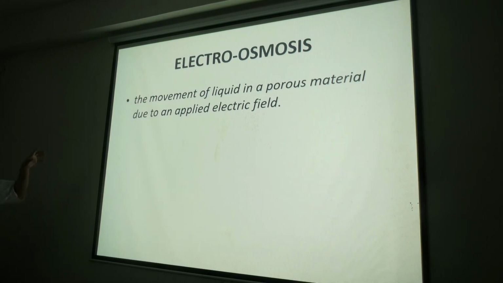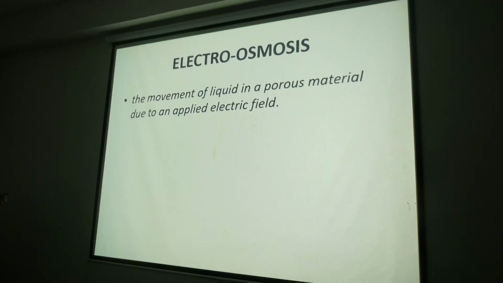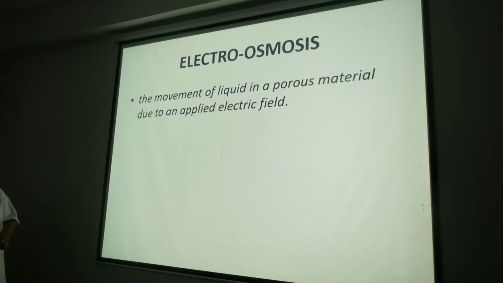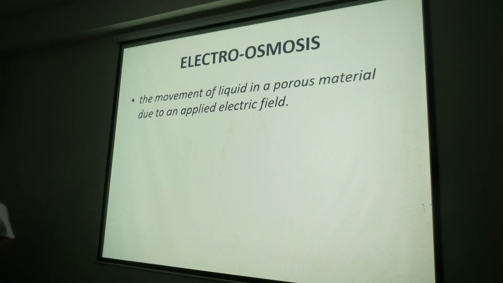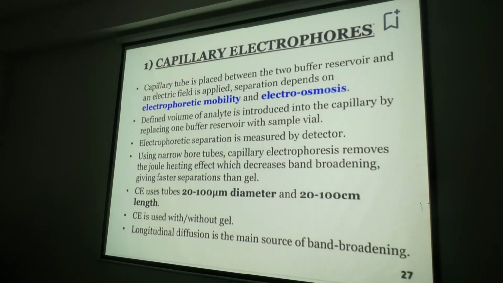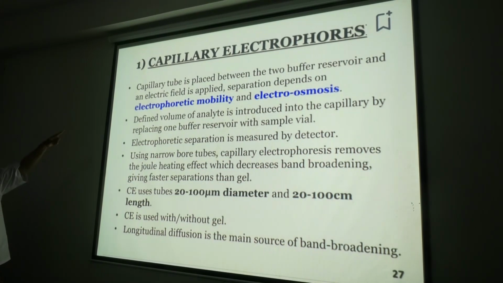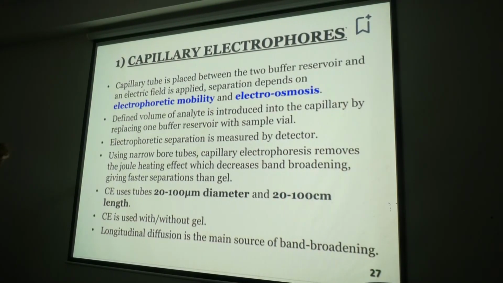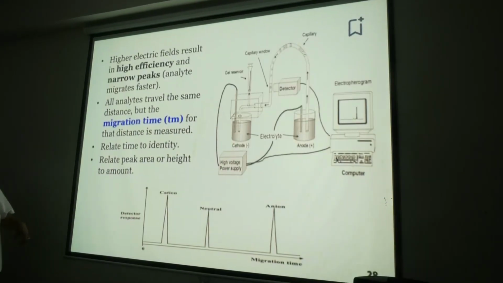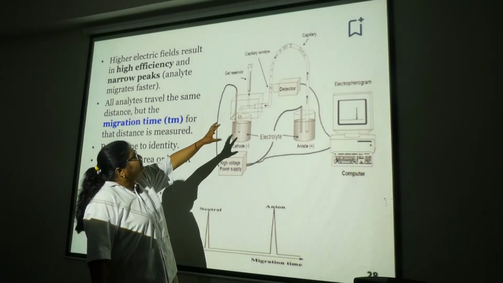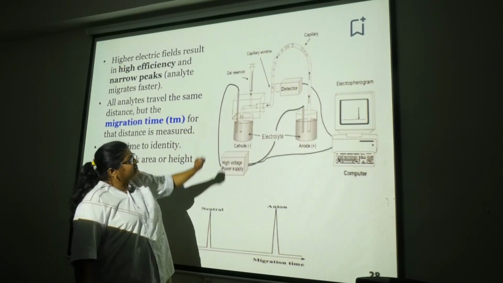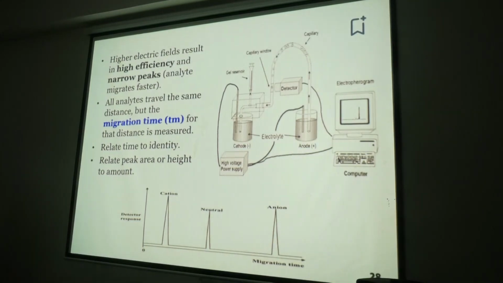Electroosmosis. What is electroosmosis? It is the movement of liquid in a porous material due to an applied electrical field. Movement of liquid in a porous material due to the applied electrical field means osmosis due to the effect of the electrical field. Here, in case of capillary electrophoresis, the separation depends on electrophoretic mobility and this electroosmosis. Just see this, all the process is the same. The only difference is that the capillary tube is used for electrophoresis. Others are all the same.